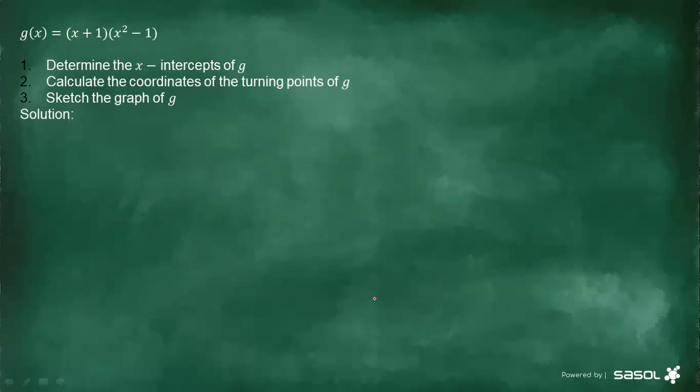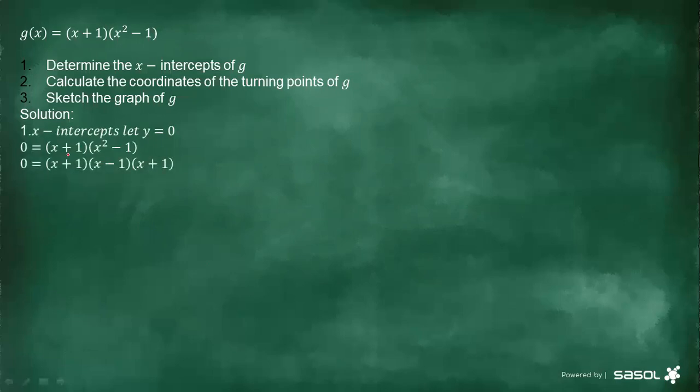G of x equals (x plus 1) into (x squared minus 1). Determine the x-intercept. Let's see how we determine the x-intercept. You let y be 0. Now the second step, you can see that we are having this bracket of x plus 1. And then the second bracket is x squared minus 1. So this is a difference of two squares. Then you're going to have x minus 1 and x plus 1.